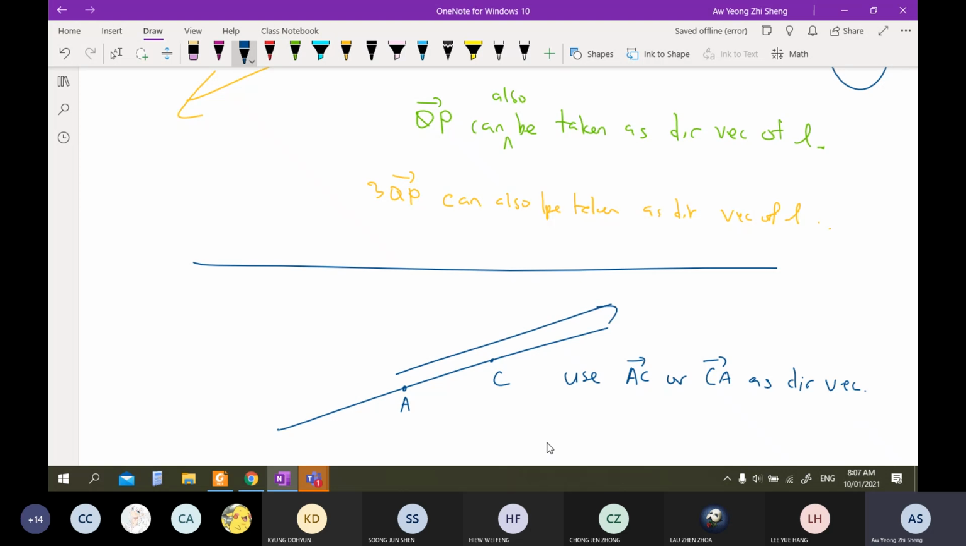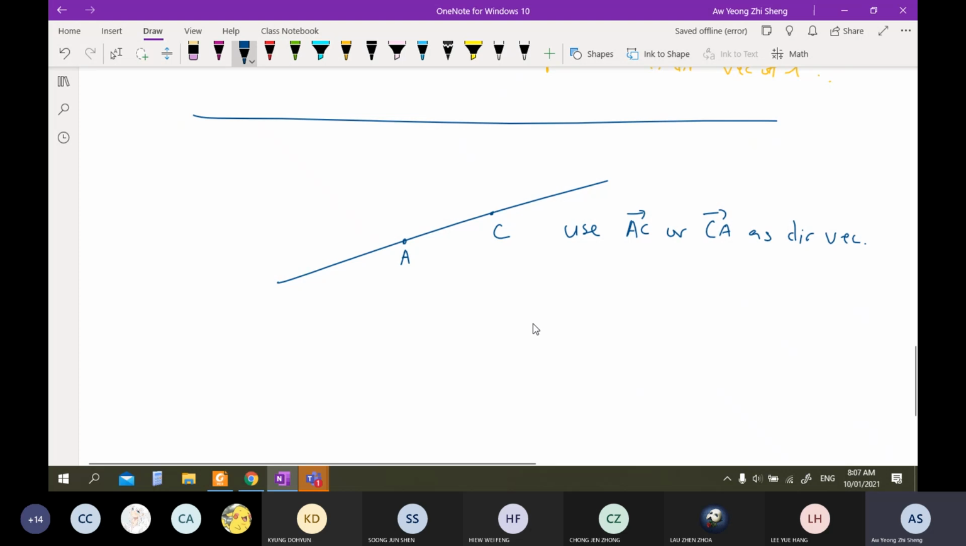In fact, if you want to lengthen your AC, shorten your AC, or even take the opposite direction, all of this can be used as direction vectors. Most people will just use AC or CA for convenience. I think nobody would like the trouble of lengthening or shortening it, since that's an unnecessary thing to do. Just use AC or CA.